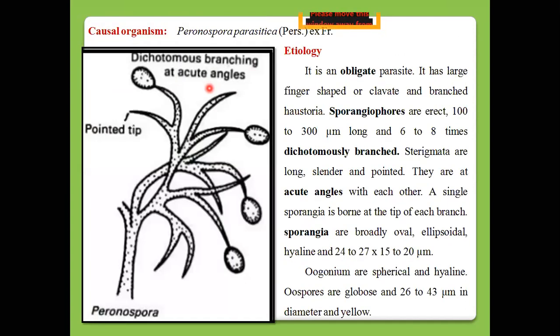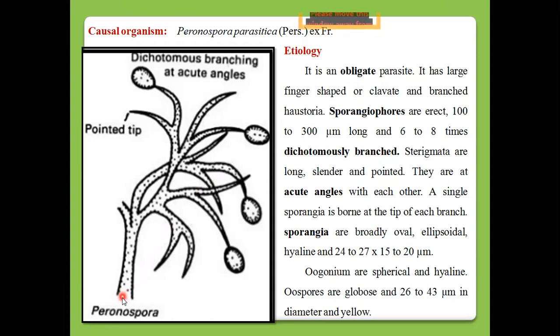Then the causal organism is Peronospora parasitica. All the downy mildew pathogens are obligate parasites in nature, meaning the parasite cannot survive without the host plant; it always survives with the help of the host plants.